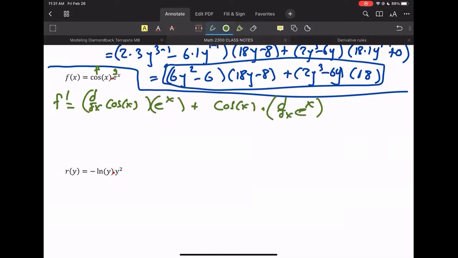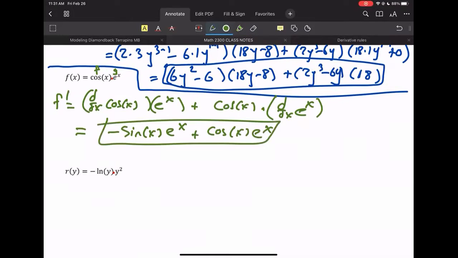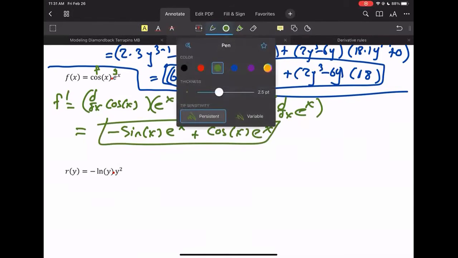So that right-hand half, the second half of that, is literally just a copy of the original function. But cosine, we just learned, changed to minus sine. So this is a not too bad one. That would be it. F prime g plus fg prime.